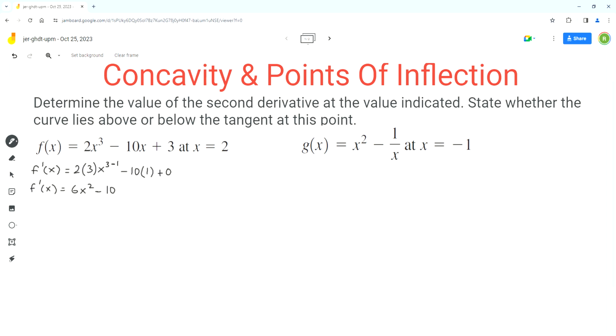Now we can find the second derivative. So we'll have to find the derivative of this first derivative. So f double prime of x equals. In the first term, 6 is the coefficient, so it will stay as it is. And as per the power rule, the derivative of x squared is 2x. And 10 is a constant, so its derivative is 0.